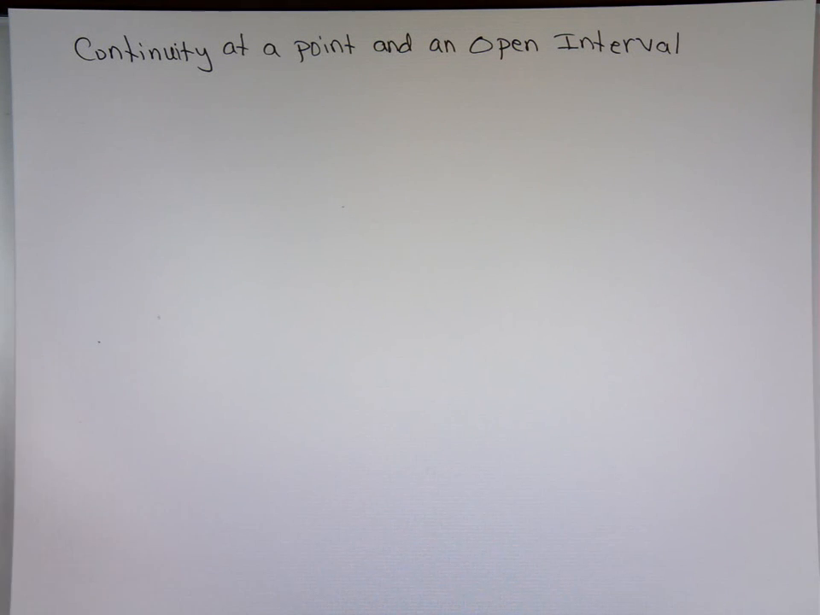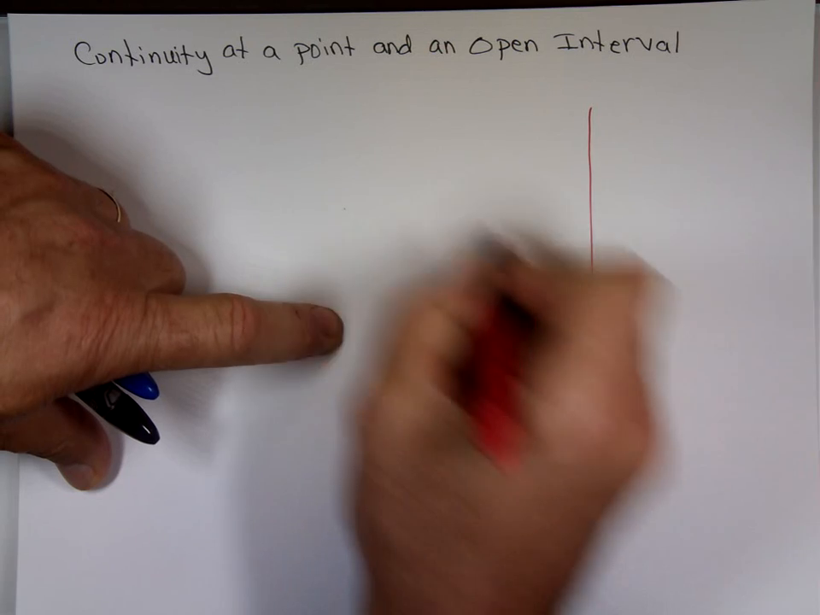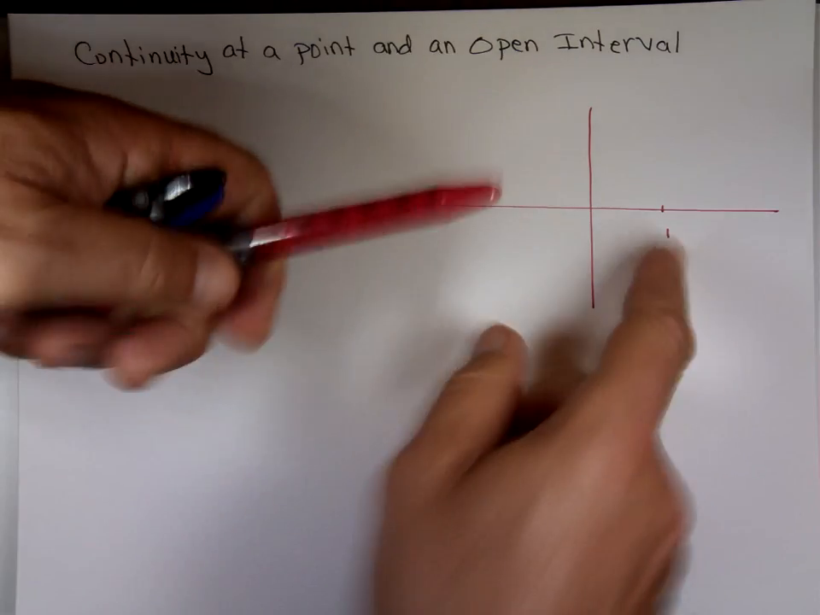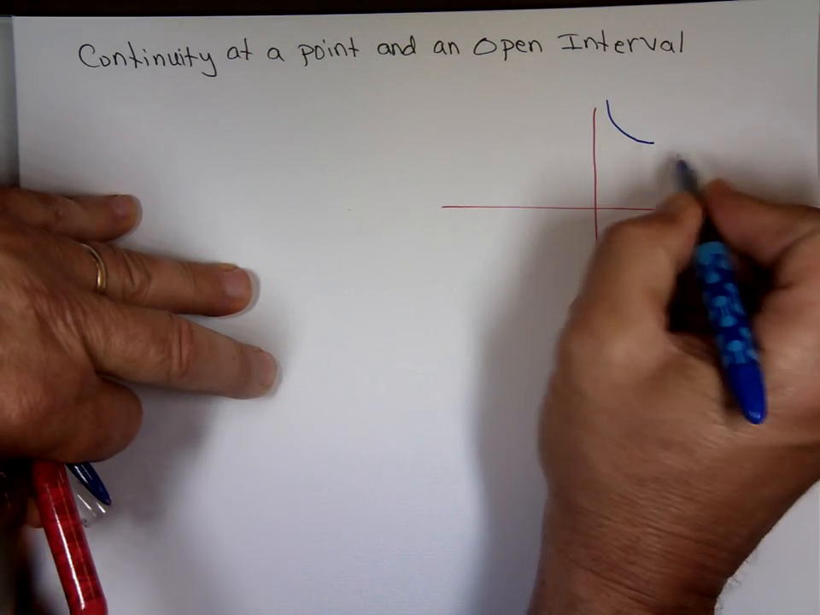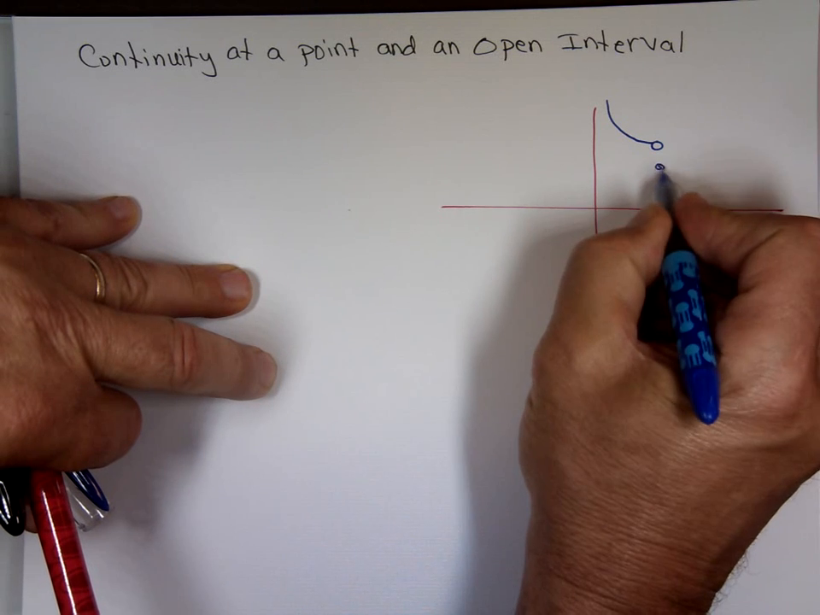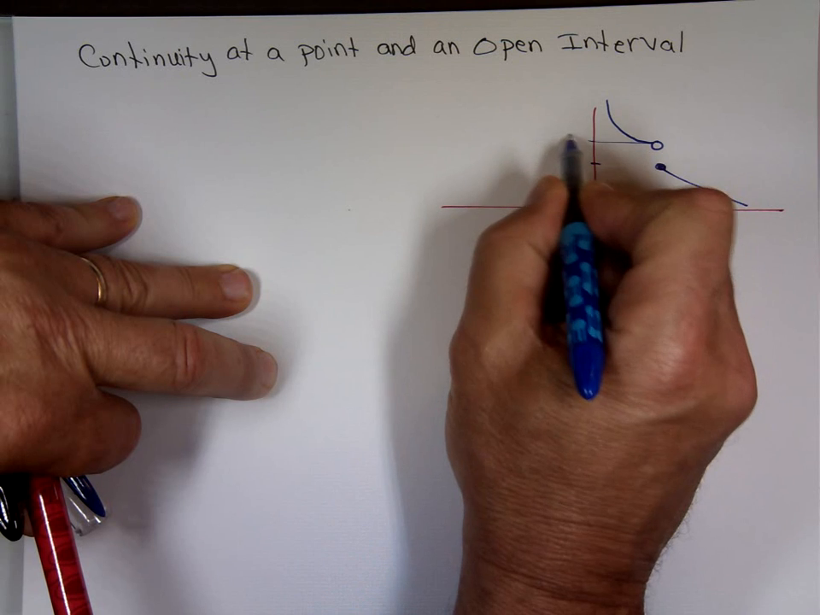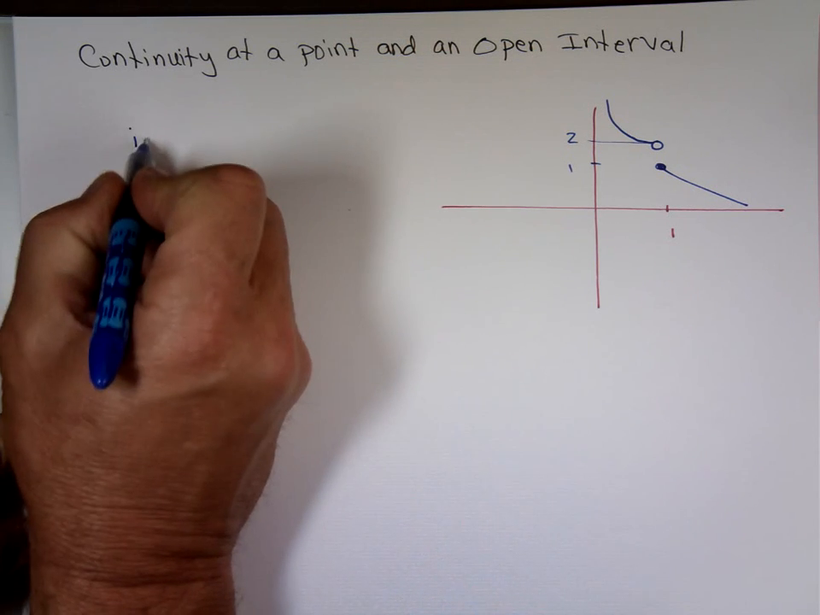The topic here is to look and see if the function is continuous at a point. And if you have the graph, you can tell if the function is continuous at a point or not. So let's say we have this graph, x equals 1. I mean, that's x equals 1 here. And the graph looks like this. And the question, is the function continuous at 1? And if not, what was the reason?